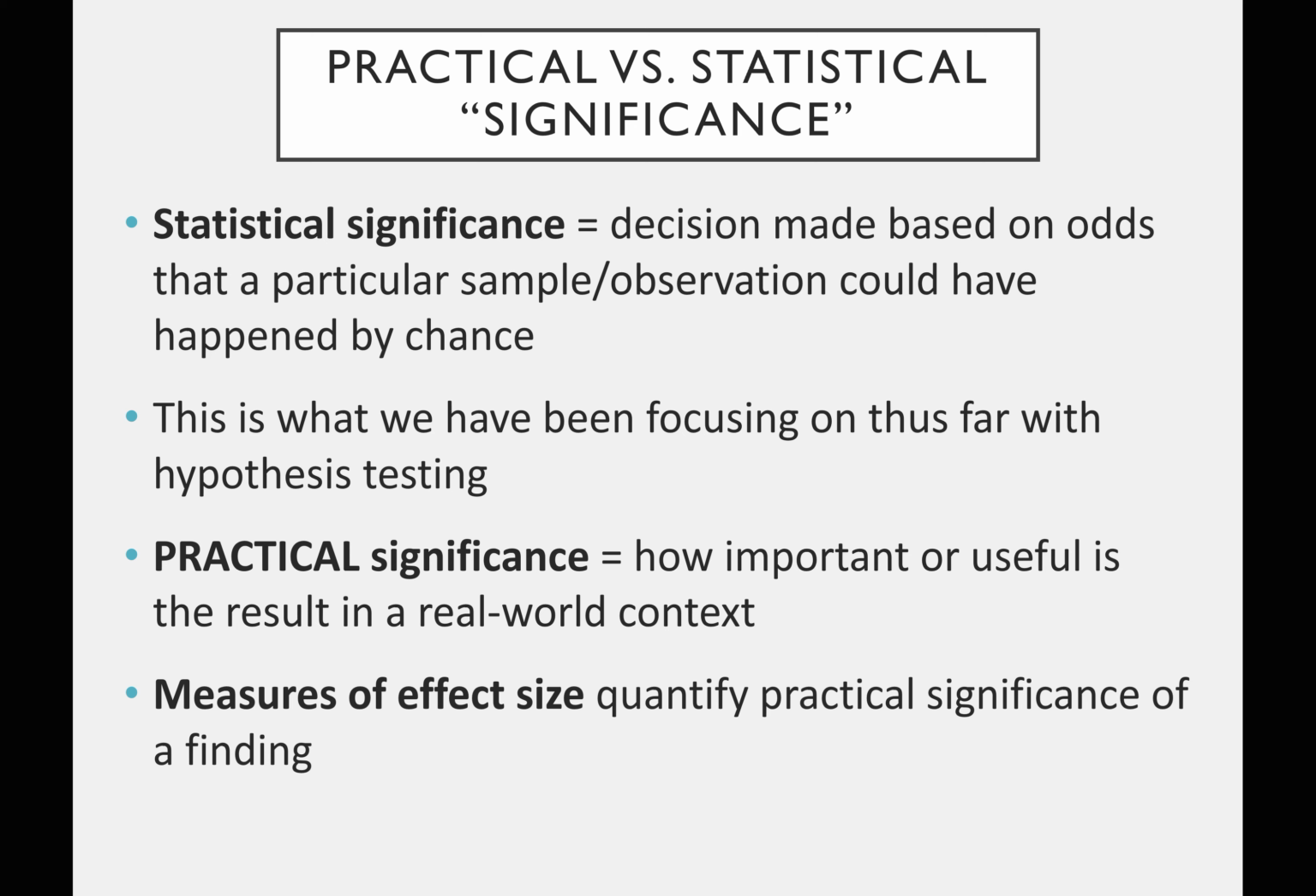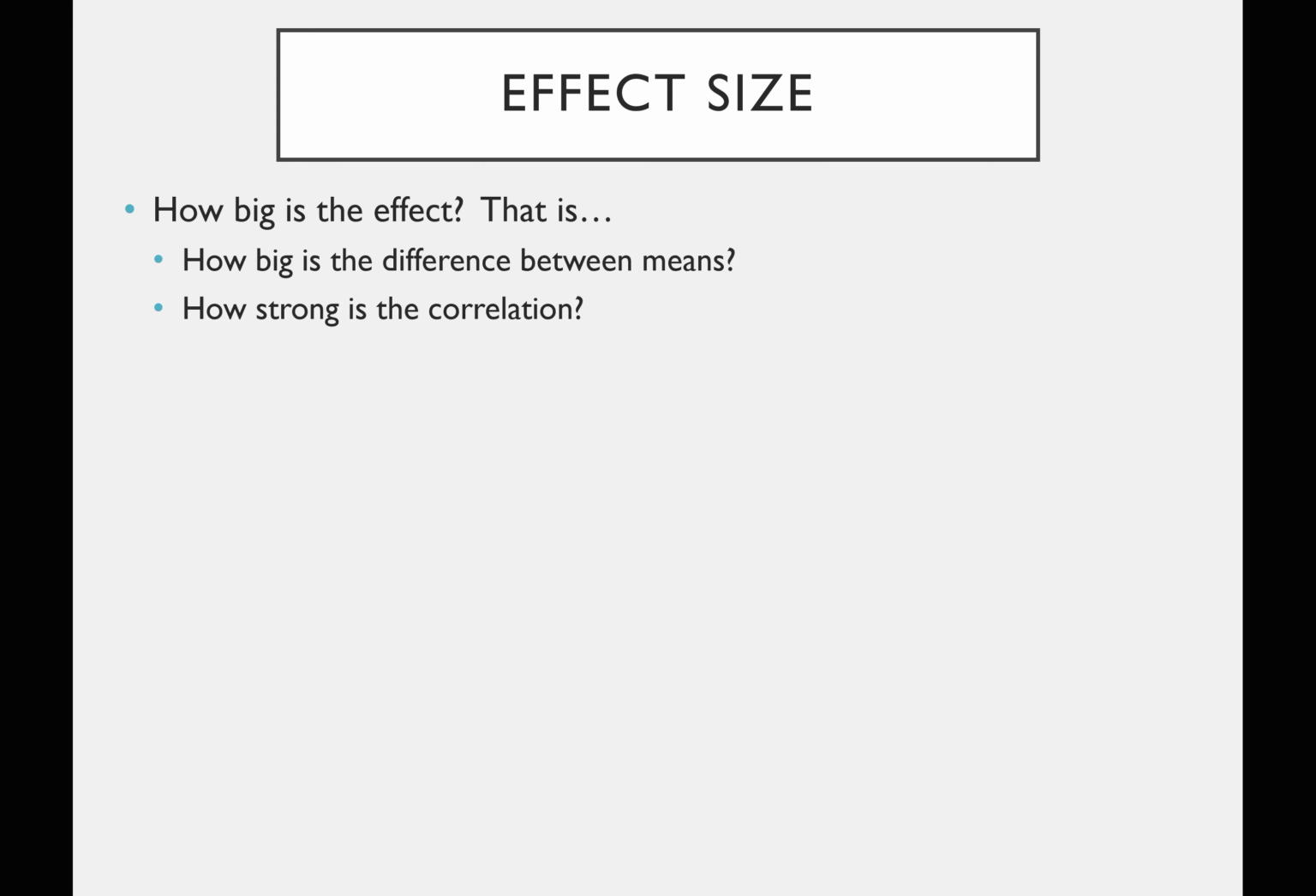The way we quantify how practically significant something is, is by using measures of effect size. Effect size is literally how big the effect is that you're looking at. If you're talking about differences between means, we want to know how big the difference is. Is it a really big difference or a really small difference? How strong is a correlation if we're talking about relationships between variables? Are two things very strongly correlated, very strongly related, or only weakly related?